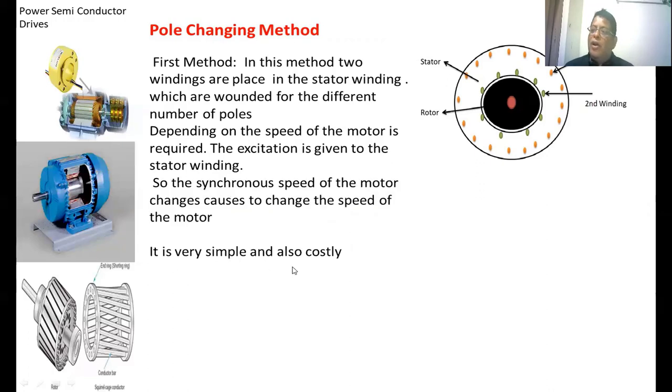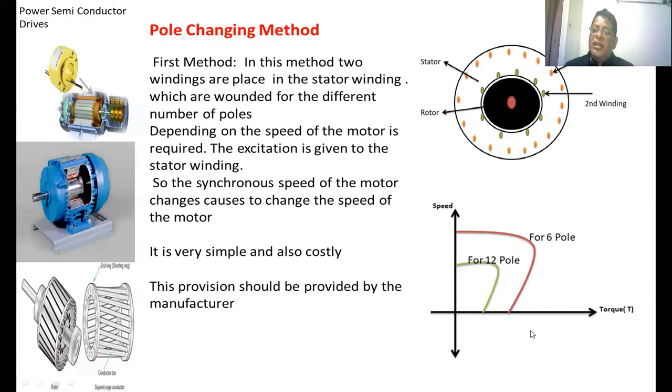It is very simple but also costly because the stator should consist of two windings. Moreover, this type of construction should be provided by the manufacturer itself. These are the slip torque characteristics of two different pole numbers. This is for the 6 pole because the synchronous speed is more. This is for the 12 pole. The synchronous speed will be lesser, so the speed of the motor also will decrease when compared to the 6 pole induction motor.